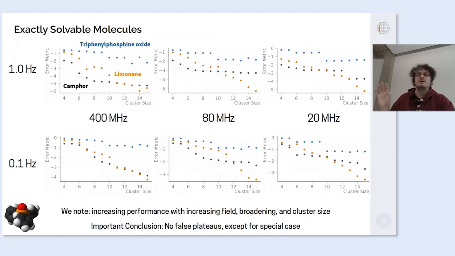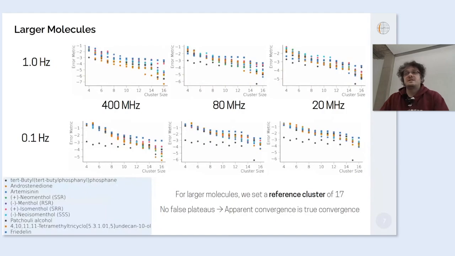But the main thing I want to point out is that other than triphenylphosphine oxide, for these other 2 molecules, we don't actually see any so-called false plateaus, where we settle down onto a bad value of the error metric, which would correspond to a case where it looks like the spectral function is converging to a stable solution, but that solution is actually wrong. That's very important because it lets us benchmark larger molecules where we don't have an exact solution. We can do this by finding the largest cluster size we can reasonably simulate, in this case 17, and set this as our de facto correct solution.